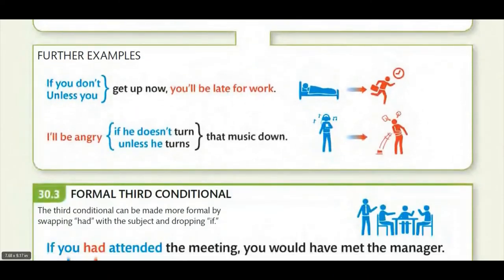Let's take further examples. Unless you get up now, you will be late for work. I will be angry unless he turns that music down. Until he turns the music down, we can say that. If he does not turn that music down, if he does not turn down the volume of the music, then I will be angry.